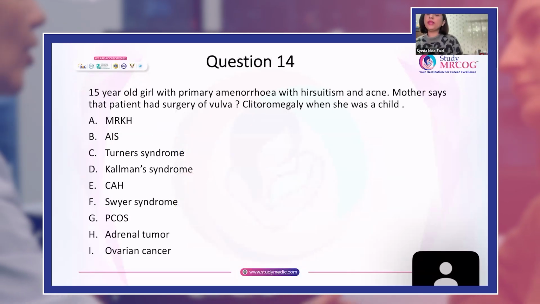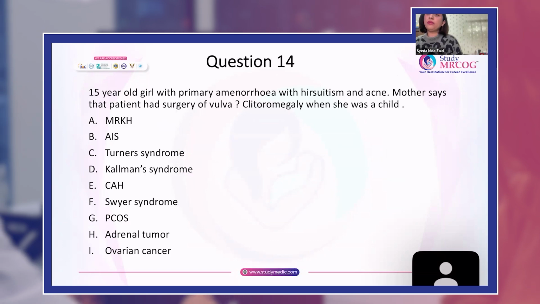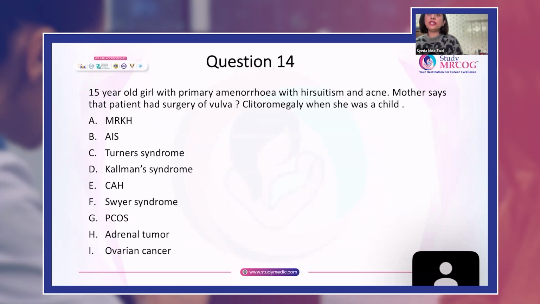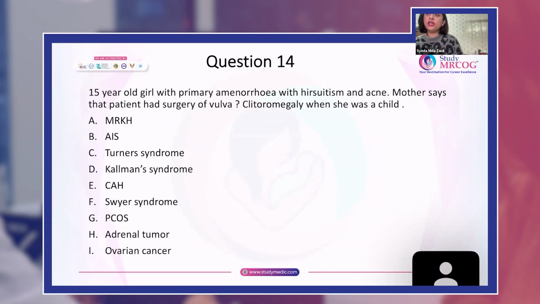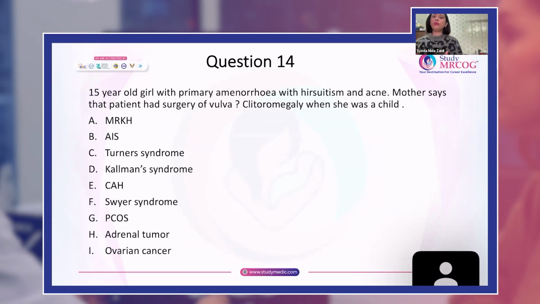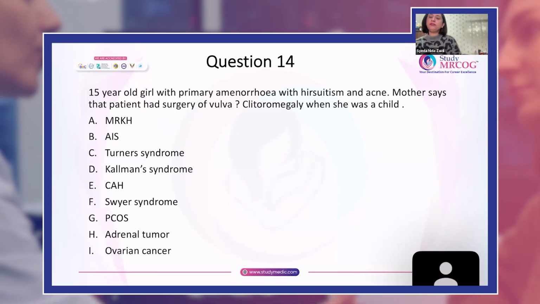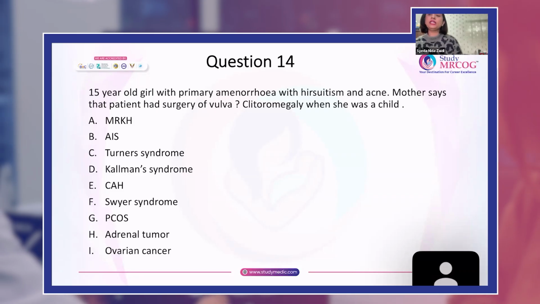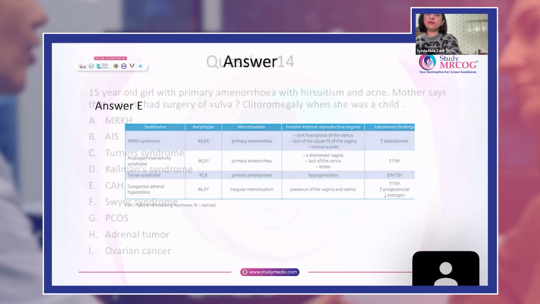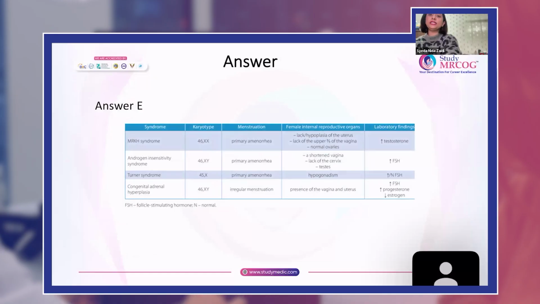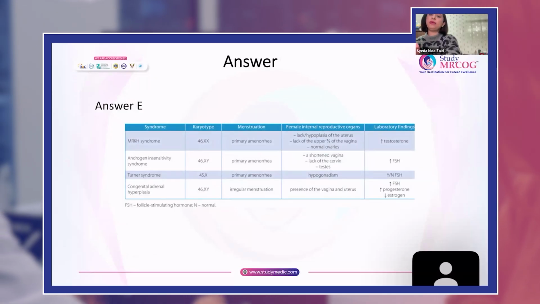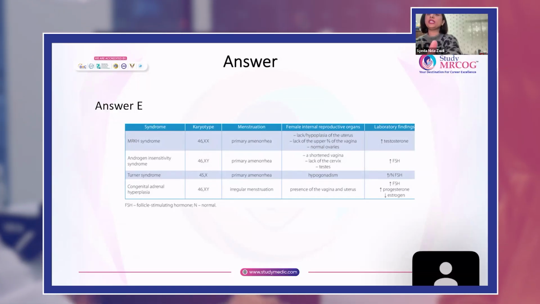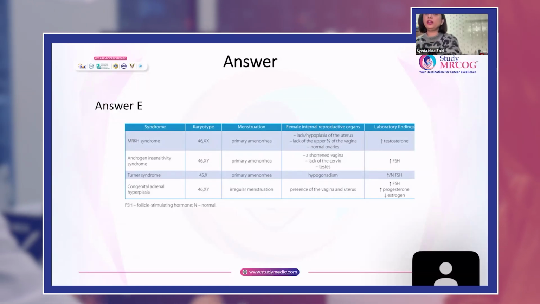And question number 14. A 15-year-old girl with primary amenorrhea with hirsutism and acne, mother says that the patient had surgery of the vulva for clitoromegaly when she was a child. So, among all the options that have been given here, the most common option that comes to mind is congenital adrenal hyperplasia. That is option E. And in this case, patients have male pattern baldness, they have thickening of their voice, they have clitoromegaly, and the patient has already undergone surgery for that.